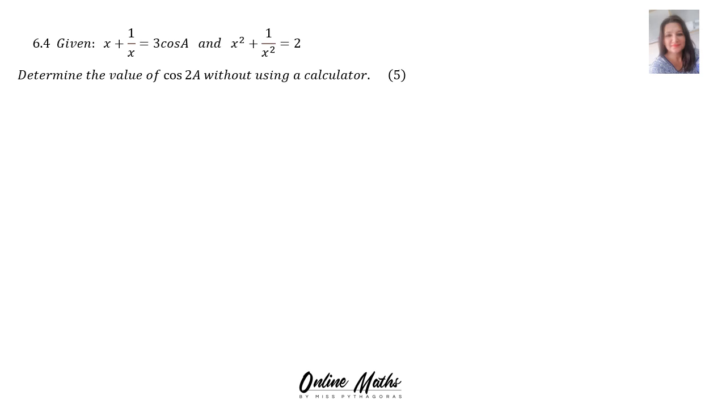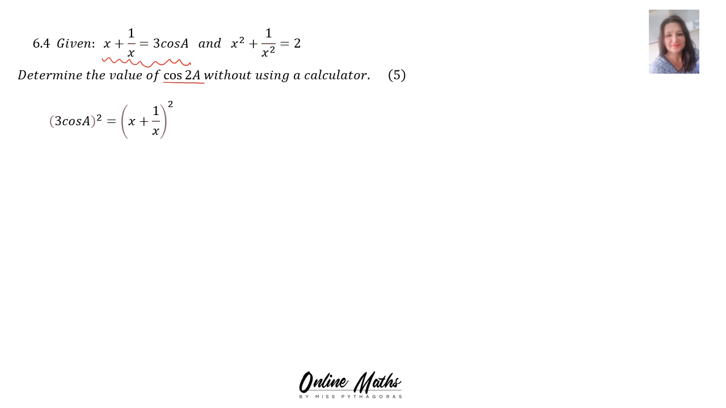6.4. Given x plus 1 over x is 3 cos a and x squared plus 1 over x squared is 2, determine the value of cos 2a without using a calculator. Alright, so this is what we are working towards, but we are going to start with what was given. So what I did here was I took this first bit, I just wrote the 3 cos a on the left and then x plus 1 over x on the right, and then I squared both sides. And you can do that as long as what you do on the one side you do on the other side.